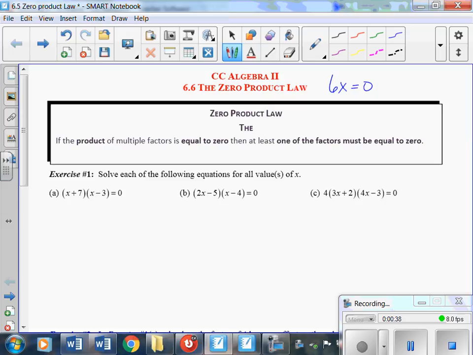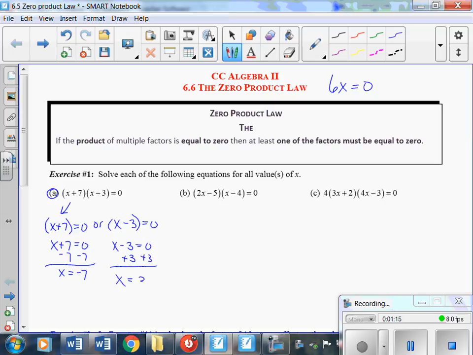So in exercise 1, this is simply what we did very easily in Algebra 1. Right here at exercise A, if you have x plus 7 and x minus 3 is equal to 0, you know that either x plus 7 has to equal 0, and or x minus 3 equals 0. To solve this, very simply, just subtract 7 from both sides, and x is equal to negative 7, and then you have x minus 3 equals 0. In this case, we add 3 to both sides, and we have x is equal to 3.